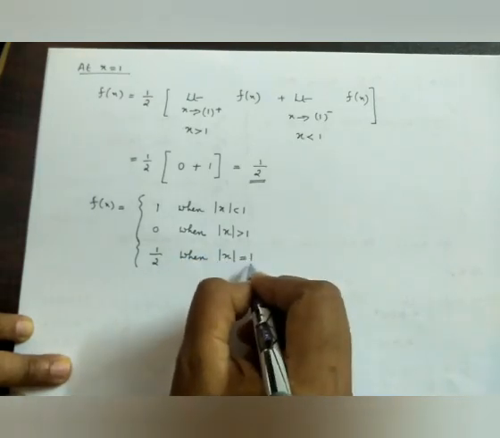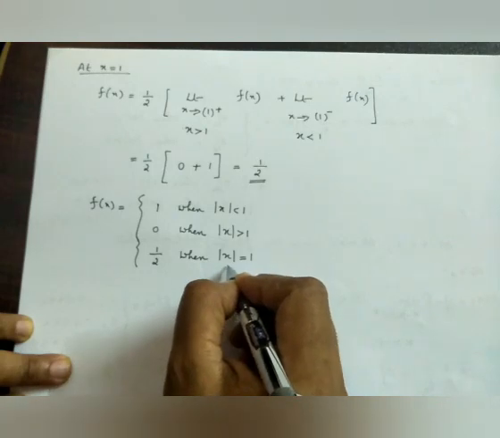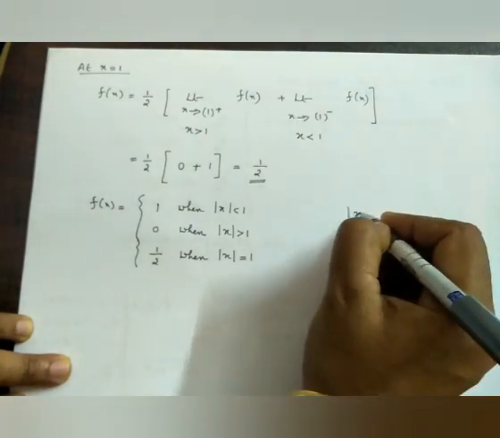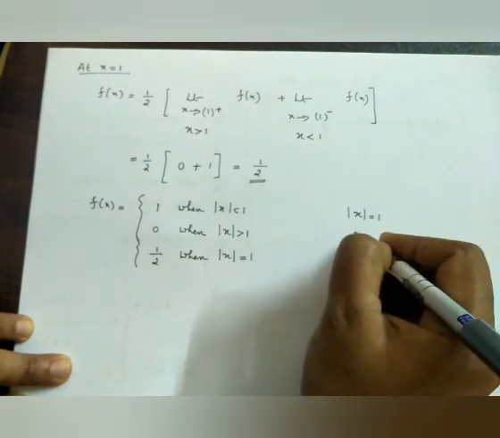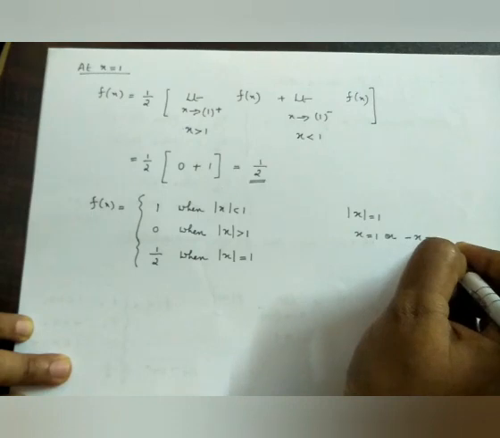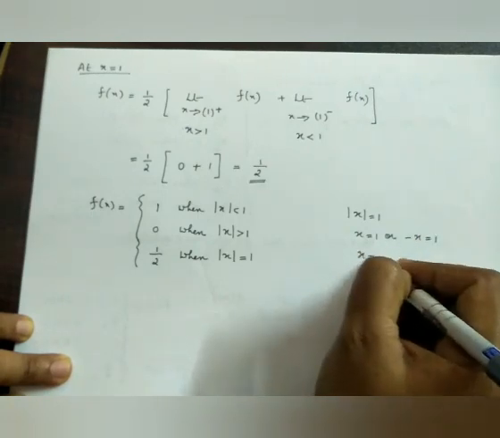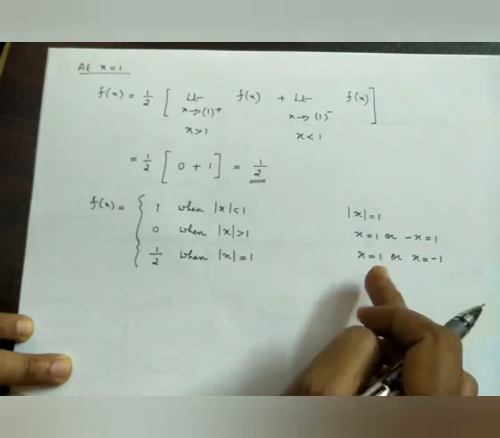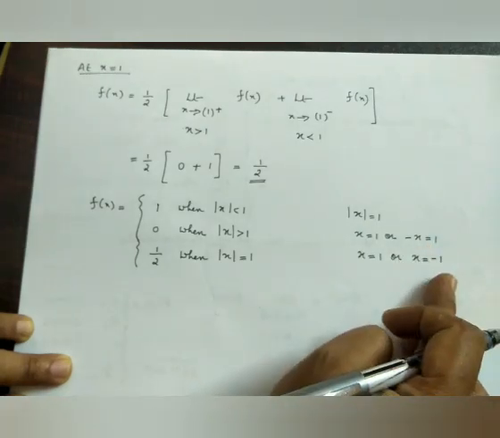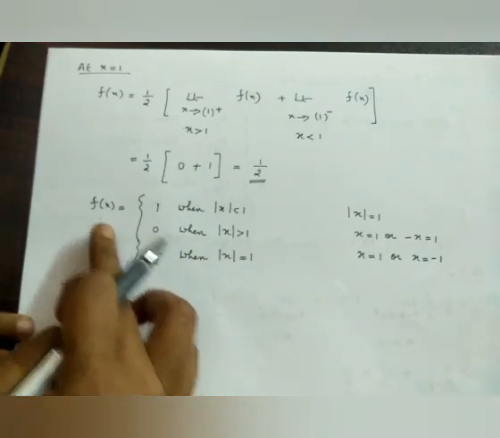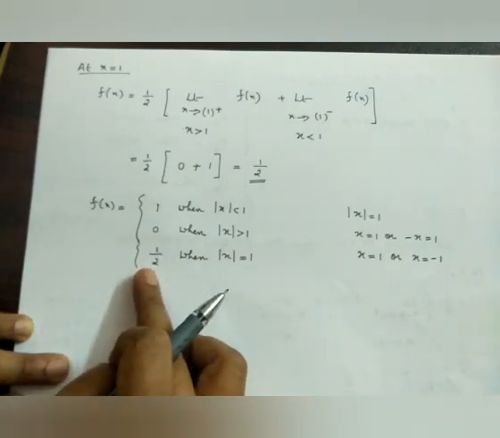Mod x equal to 1 means x is equal to 1 or minus x is equal to 1, isn't it? That means x is equal to 1 or x is equal to minus 1. Therefore, at x is equal to 1 and x is equal to minus 1, that means at mod x is equal to 1, the value of f of x is equal to 1 by 2.